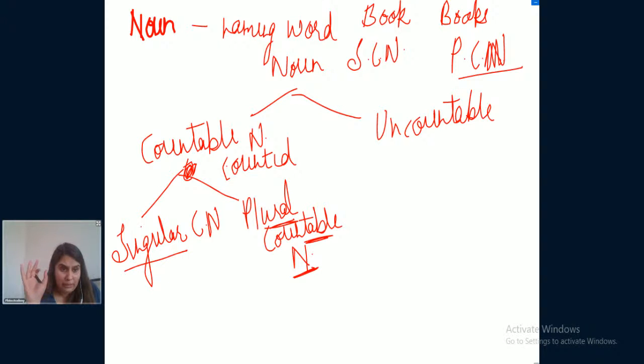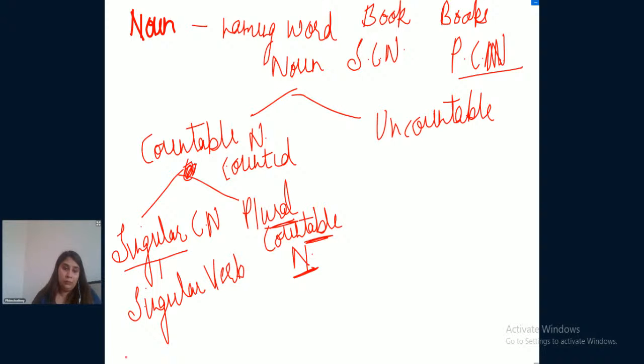So countable nouns are basically the nouns that can be counted, which we can count. There are two types: singular countable nouns, one; plural countable nouns, any number more than one. Now, singular countable nouns are always going to take singular verb. A book is on the table.